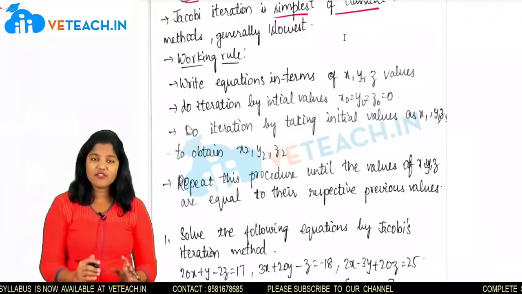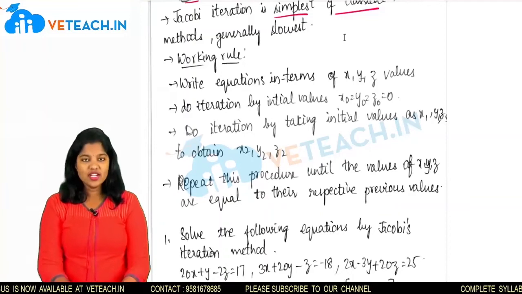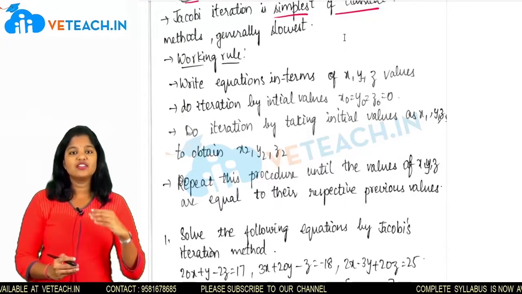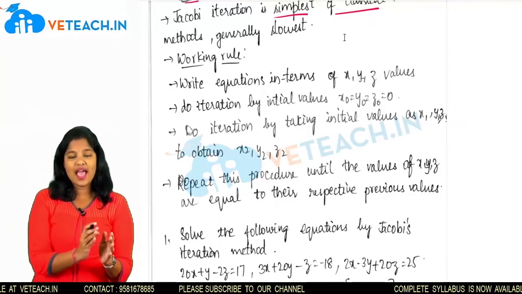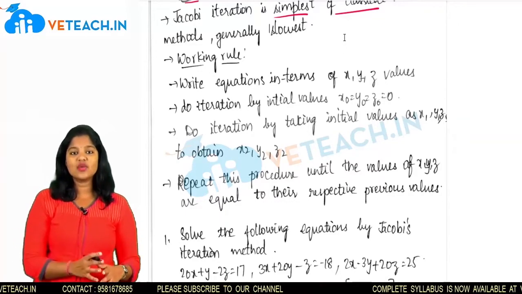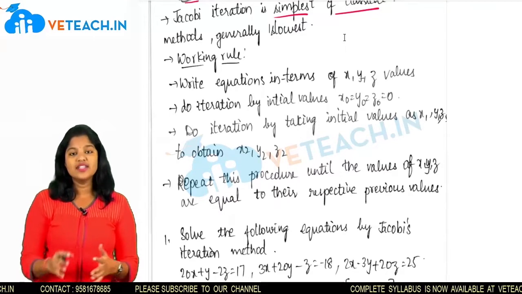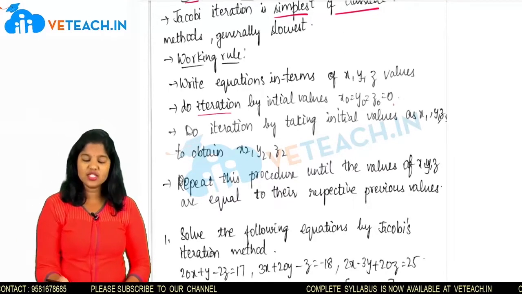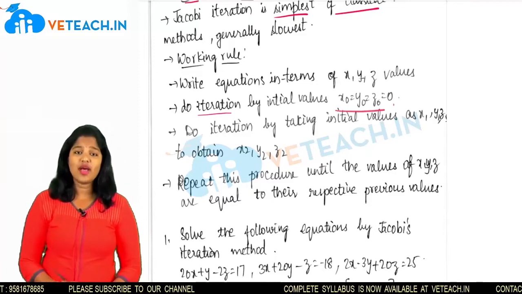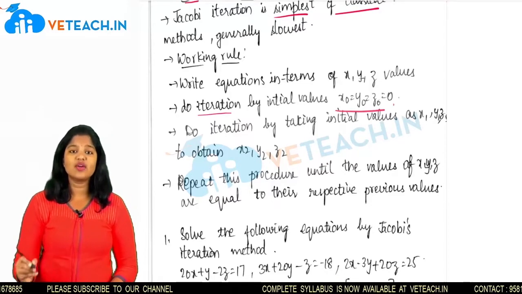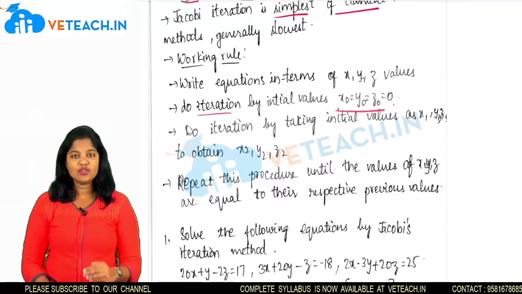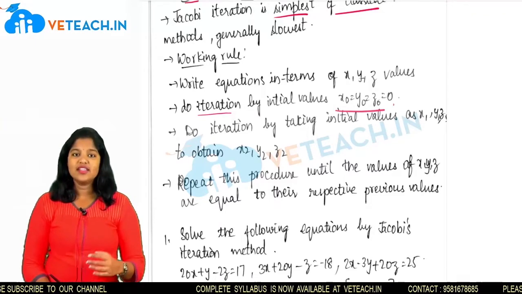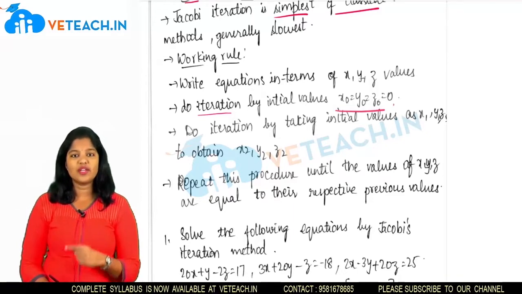Working rule. First of all, take the given equations. The given equations will be converted into such a form that the first equation will be written as x is equal to, the second equation will be written as y is equal to, and the third equation will be written as z is equal to. Next, do the iterations with the initial values x0, y0, z0 equal to 0. You will substitute those values in the equations x equal to, y equal to, z equal to. Next, you will obtain some x1, y1, z1 values.